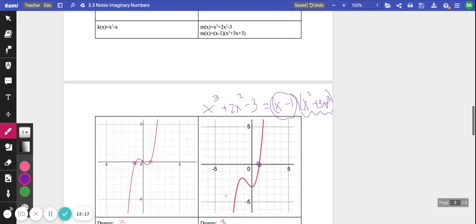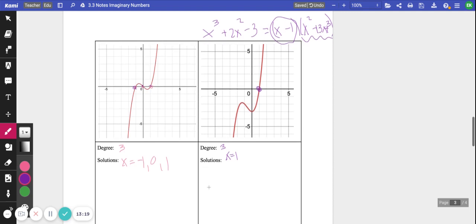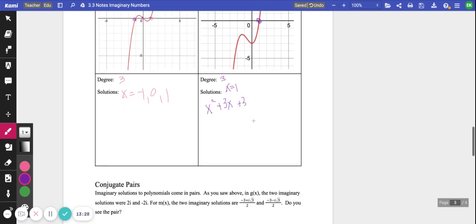And so we have this quadratic, x squared plus 3x plus 3. And a great way of finding imaginary solutions is with the quadratic formula. So I'm going to do negative b, which is 3, plus or minus the square root of b squared minus 4 times a, which is 1, times c, which is 3, all over 2a, which is 2 times 1. So we get, one second.